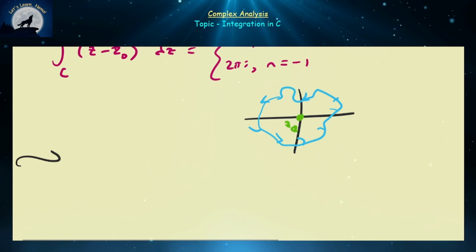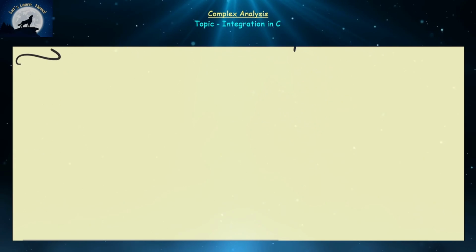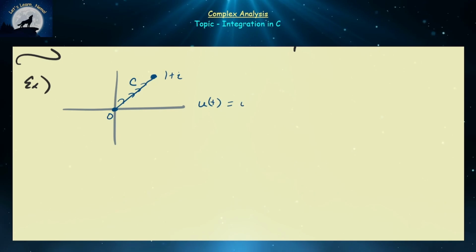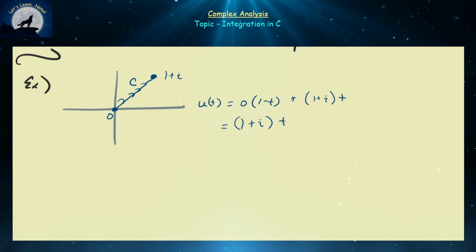Now, do we have to integrate over closed boundaries? No, of course not. We can integrate over lines if we really want to. So let's do a quick example of that, and let's just do a basic line from 0 to 1 plus i, and let's assume that we want to traverse outwards, and let's assume that's our C. So how would you parametrize that? u of t will be equal to 0 times (1 minus t) plus (1 plus i) t, which will be equal to (1 plus i) t, or you can write that as t plus it, and here t will range from 0 to 1.